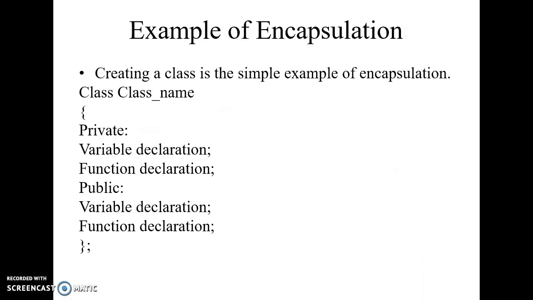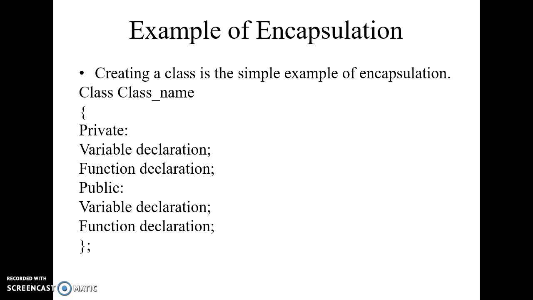Example of encapsulation. Creating a class is a simple example of encapsulation. Class, class name. The class name can be anything: XYZ, ABC, Pratik, Ramesh, Puneet, Computer Science, IIT, anything. Bracket, private, colon. This shows that the access specifier is private, so that the member function can only be used within the scope of the class. The scope of the class is up to the semicolon, which we are seeing at the bottom of this slide.